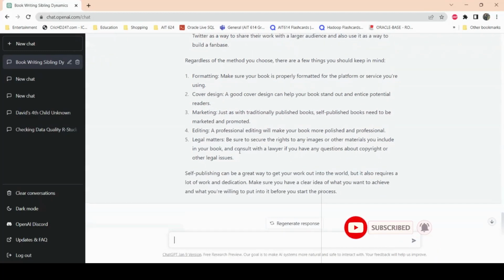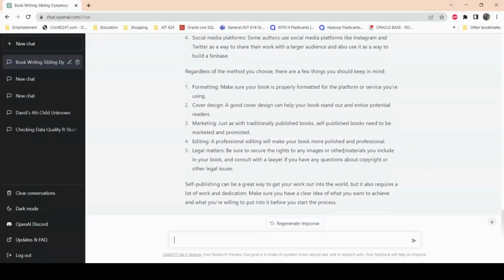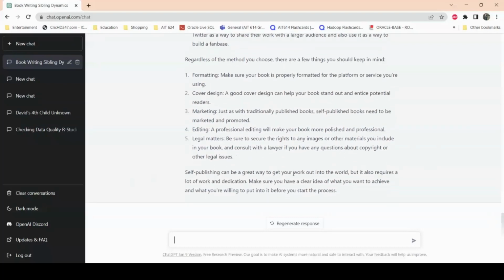And then legal matters: be sure to secure the rights to any images or other material that you include in your book, and consult with a lawyer if you have any questions about copyright or other legal issues. So, yeah, with copyright you have to be very, very careful, because if you have any copyright problems, you can be sued for that. So we've got to be careful with copyright.